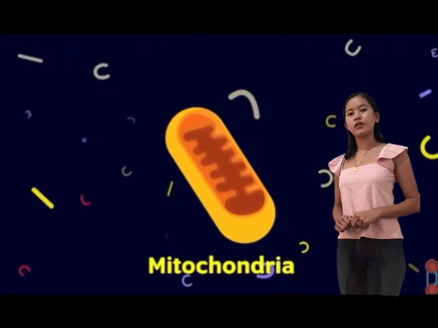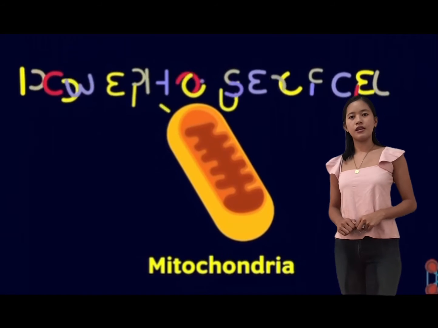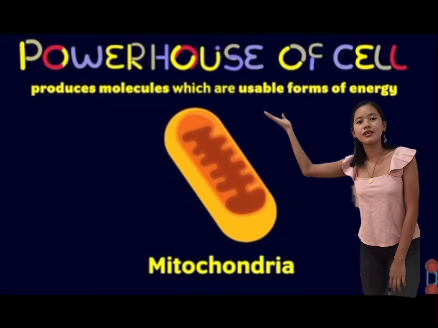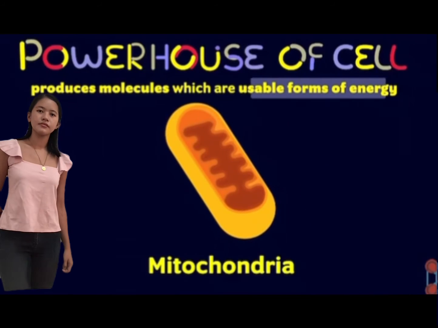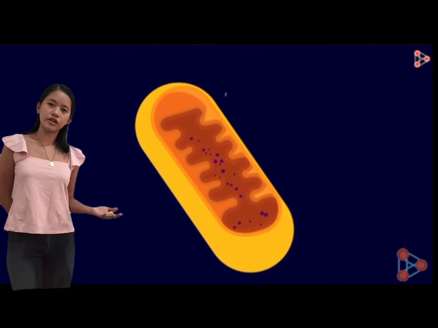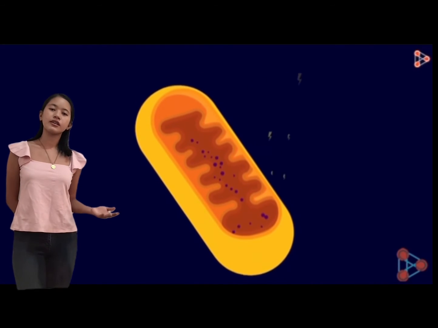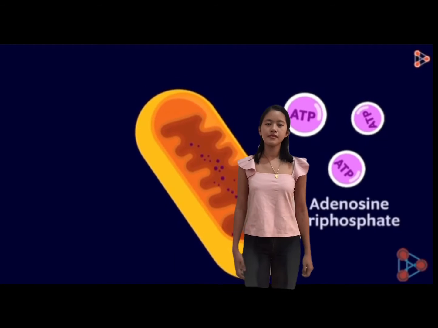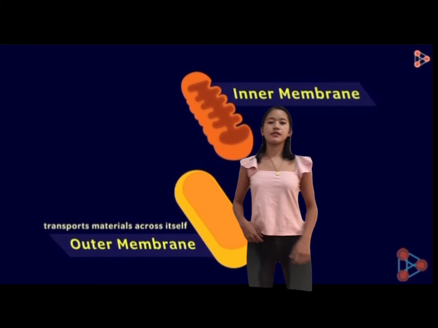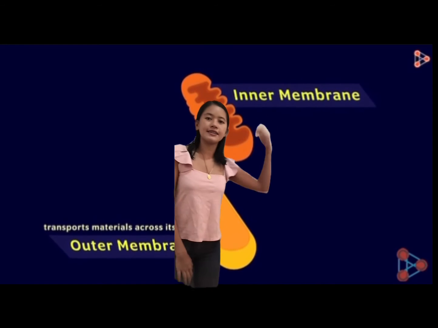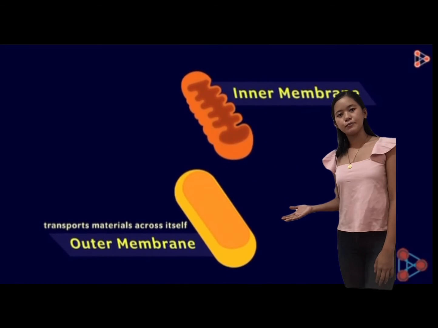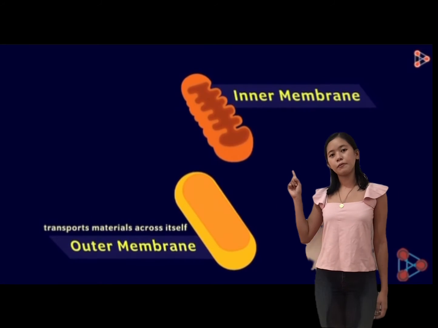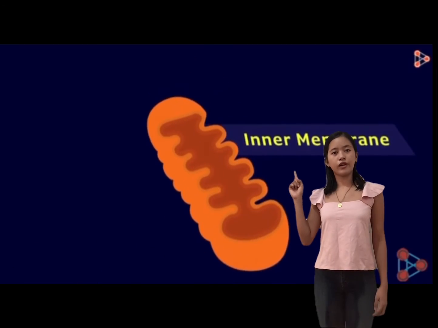Mitochondria is a double membrane organelle called the powerhouse of the cell because it produces molecules which are a usable form of energy. The enzymes in mitochondria convert these energy molecules into usable molecules, which is called adenosine triphosphate. The mitochondria has two membranes, the outer and the inner membrane. The outer membrane is porous because it allows transport of materials across itself. The inner membrane contains all the necessary enzymes for ATP production.